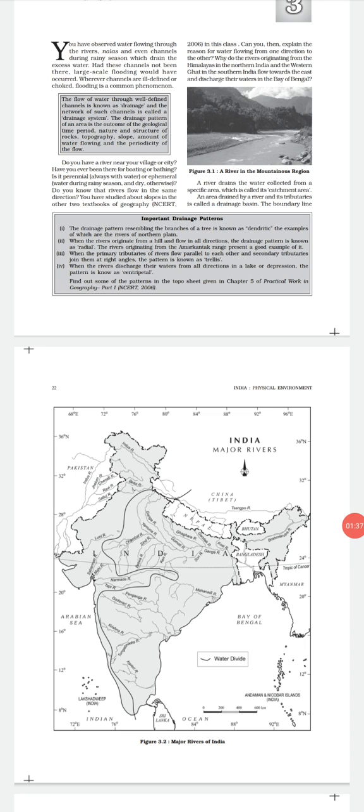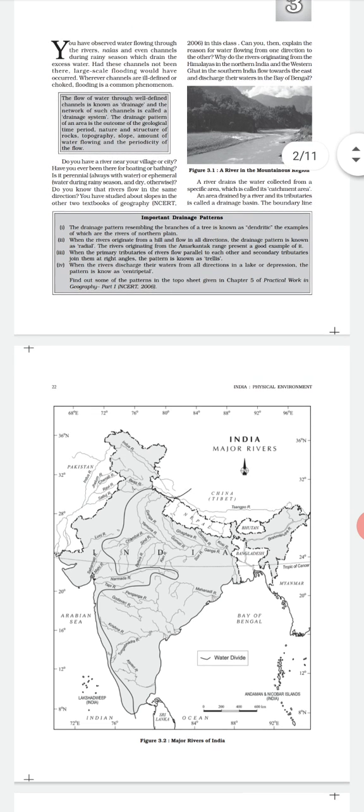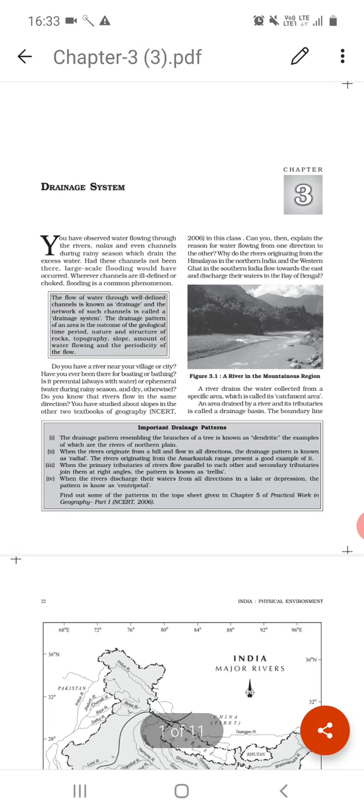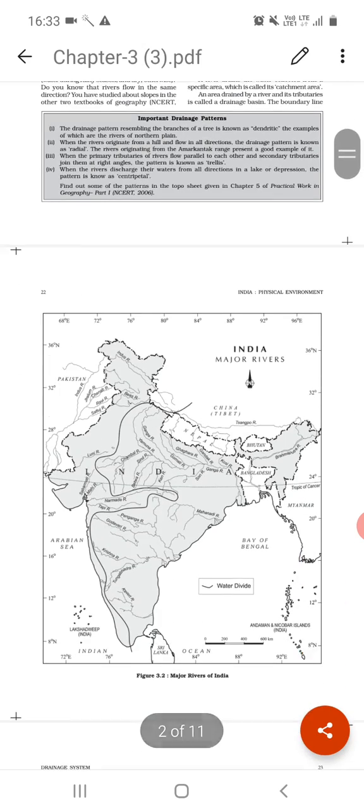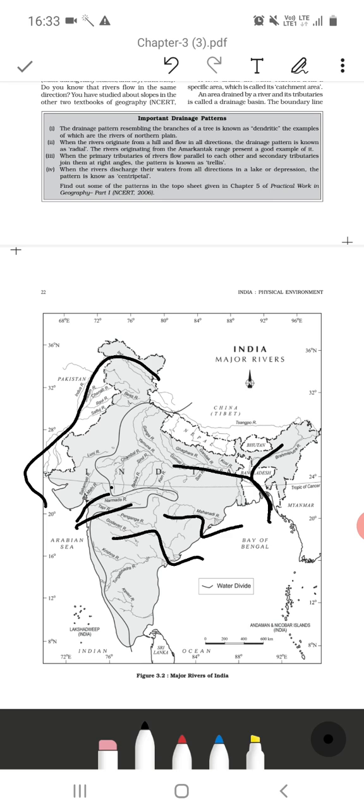Another basis for the division of Indian drainage system is the east flowing rivers and the west flowing rivers. The west flowing rivers are those rivers which fall in Arabian Sea, and the east flowing rivers are those rivers which fall in the Bay of Bengal. As you can see here in this map, these are the west flowing rivers, Narmada, Tapi. Indus is a major west flowing river, and we have many east flowing rivers which fall in Bay of Bengal, like Brahmaputra, Ganga, Mahanadi, Godavari, Krishna, Kaveri. These are east flowing rivers.